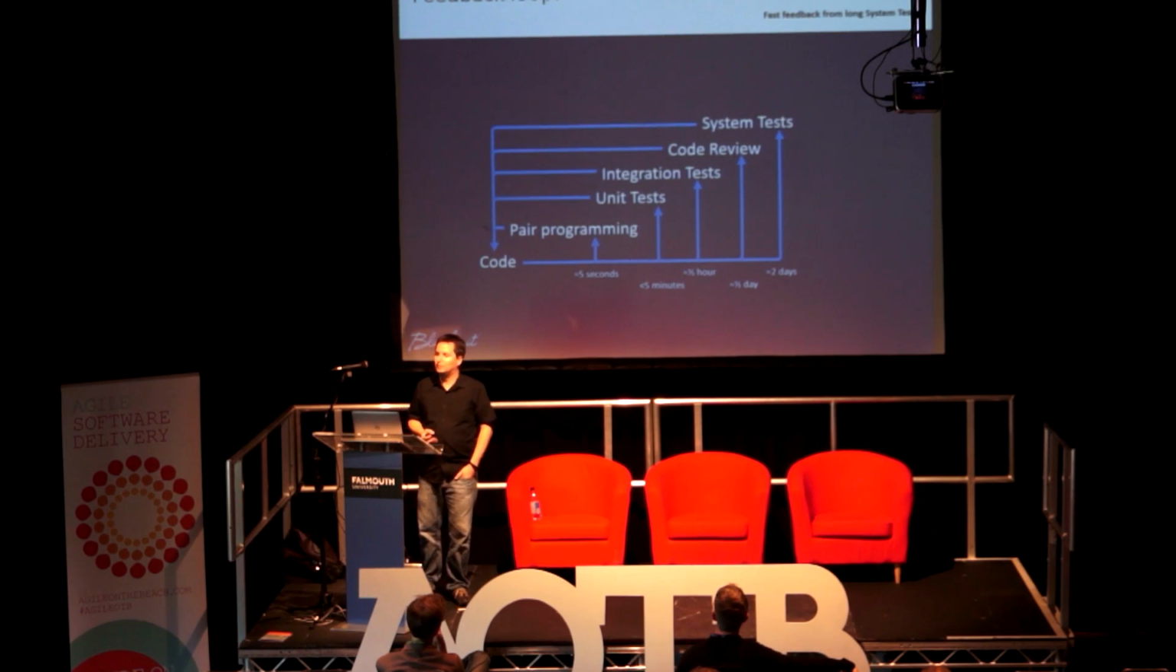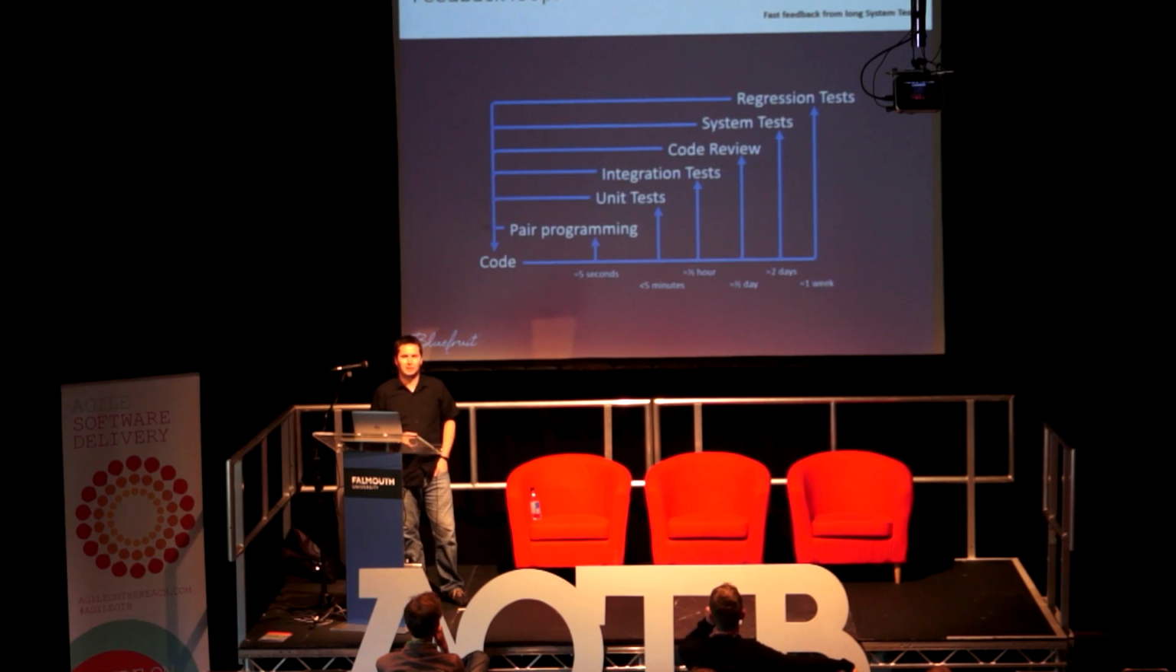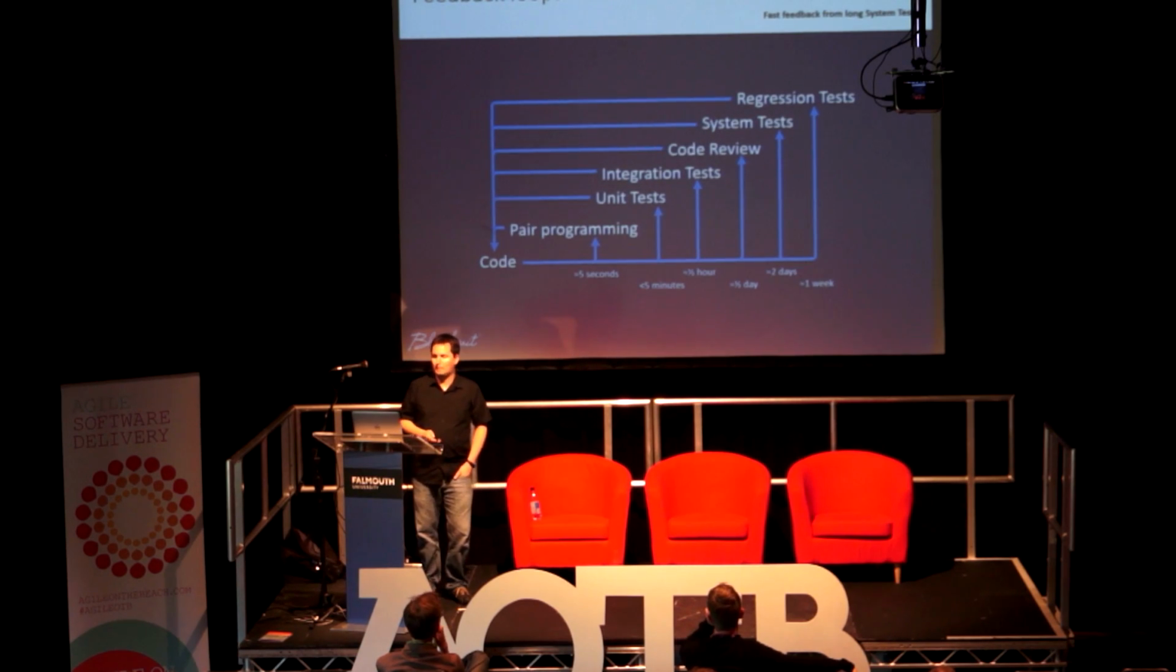Our system tests for the new code we introduced could take up to a couple of days, and this wasn't really ideal. This was caused by those long processes. But by far the slowest feedback was provided by our regression tests, which sometimes could take approximately a week to run, even if they're automated.